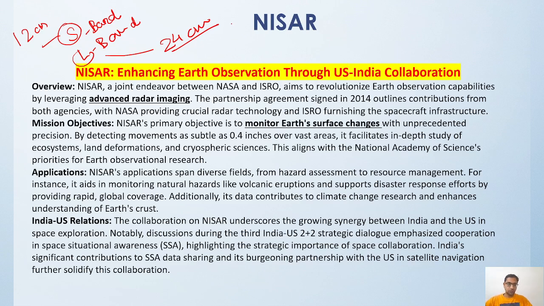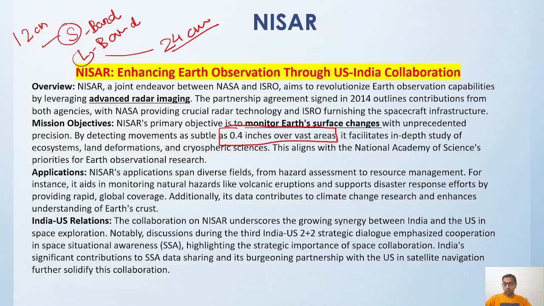Okay, so this is all about our NISAR satellite, and the main purpose of it is that we want to closely monitor the surface of the earth. If it detects anything, it will provide a change of only 0.4 inches over a vast area. That means it is going to be so accurate. It is going to provide a deep study of ecosystems, land deformation, and cryospheric sciences.